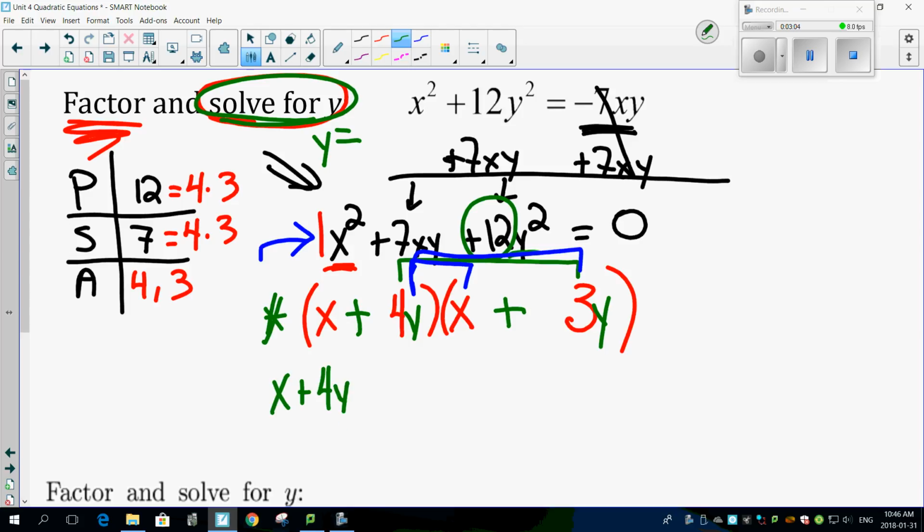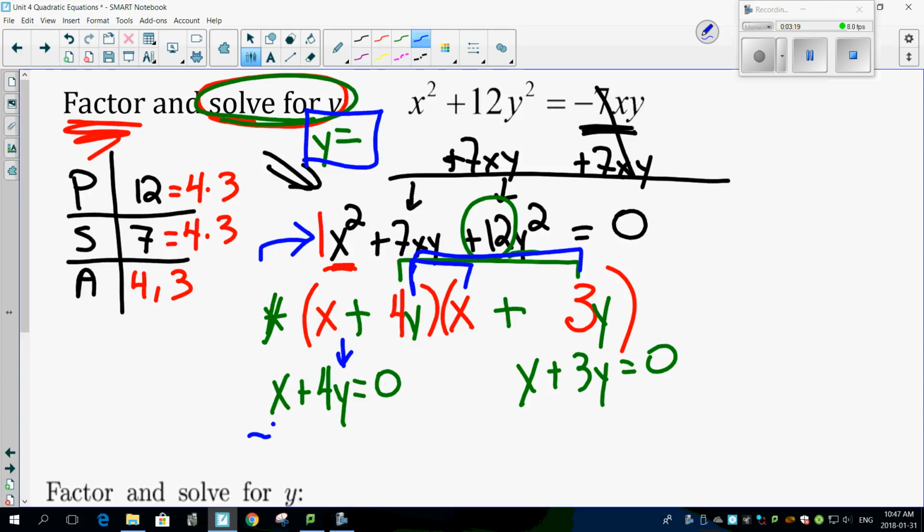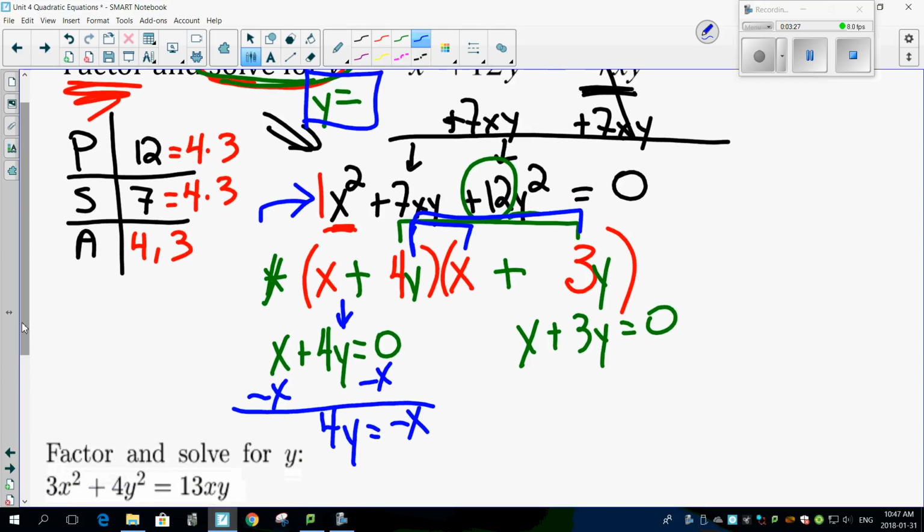So let's take each one of these. X plus 4y, let's let that equal 0. The x plus 3y, let's let that equal 0. Now, solving for y, look at the first one, means I want to solve for that. So I want it to be y equals something. So bring the x over. Easy peasy. There you go, giving you 4y equals negative x. Now, last step here. Get rid of the 4. Divide by 4, divide by 4. So I've got y equaling negative x over 4.